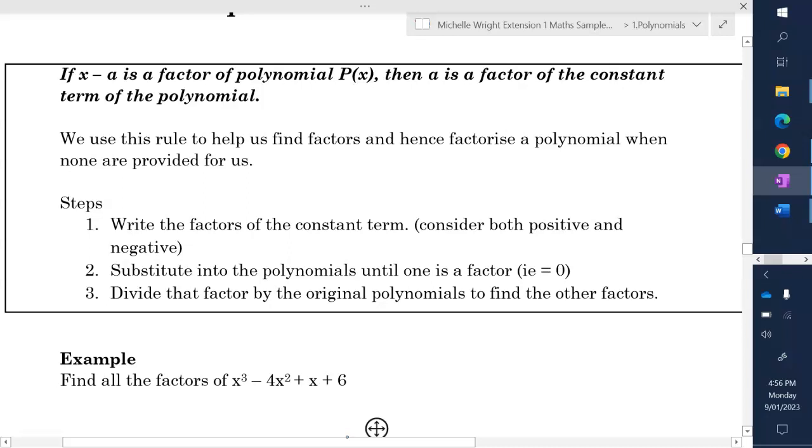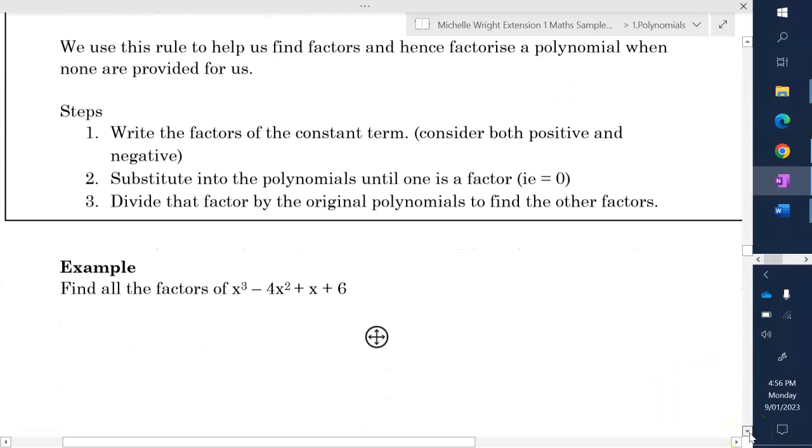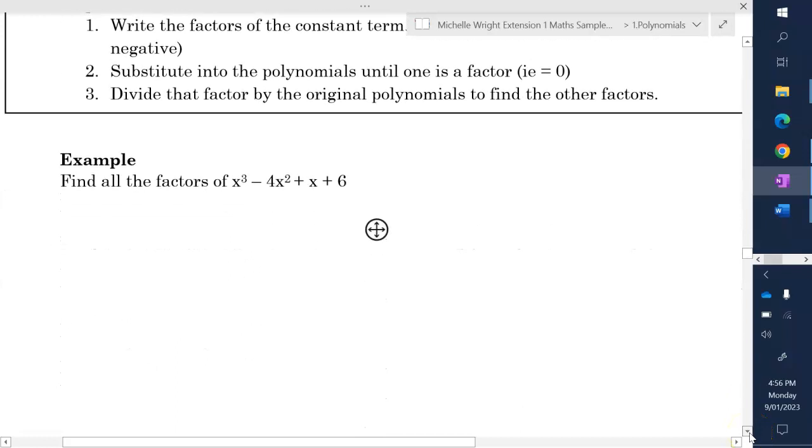Then we divide that factor by the original polynomial to find any other factors. So we did that. So let's have a look and see if you can do that again. If you can, or you think you can, pause the video and have a go. Otherwise, we're going to have a look at it ourselves now.